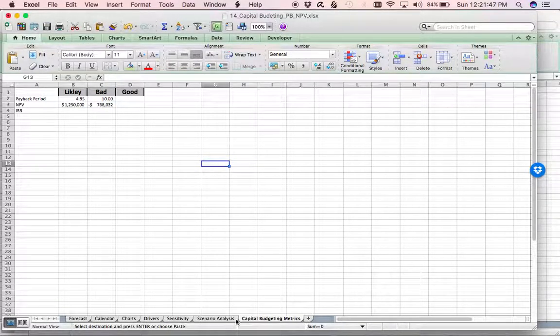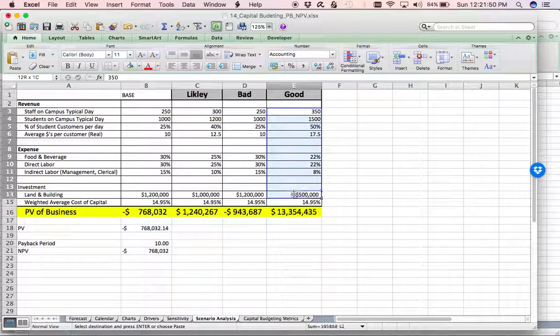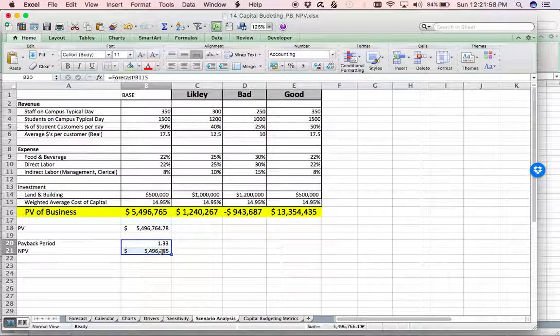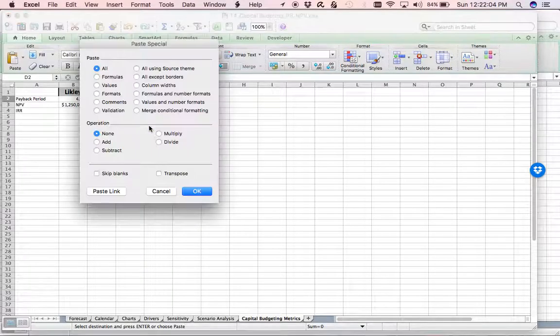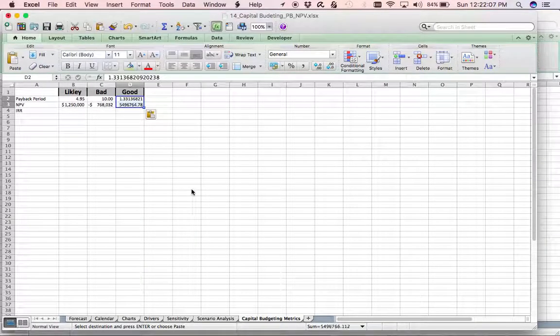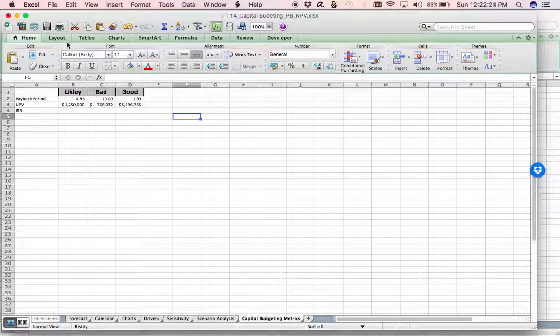All right, then we'll go put in our good scenario. Okay, and that pays back in 1.3 years and has a present value of $5 million. Now, none of this obviously is talking about what you do with that information. That's for later. But you're at least capturing these statistics, and that's what you really want to do in this stage, is calculate out all your statistics.